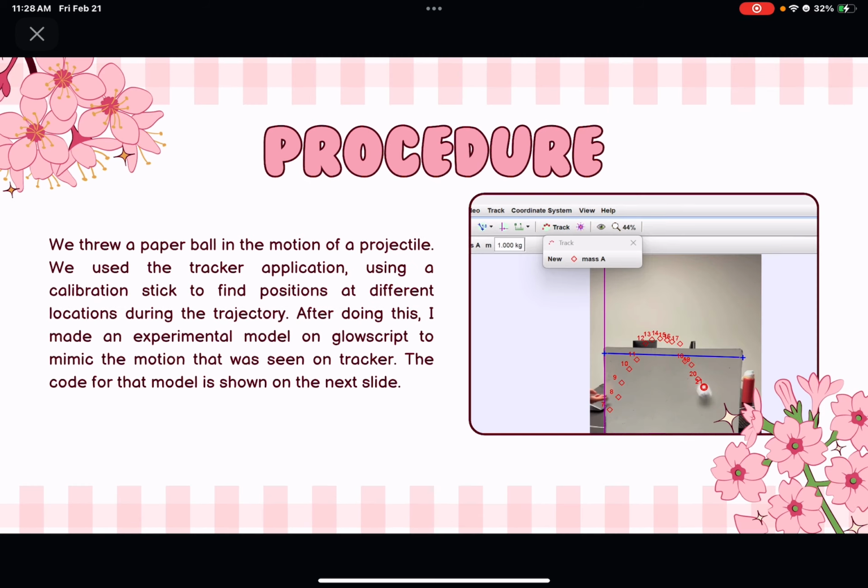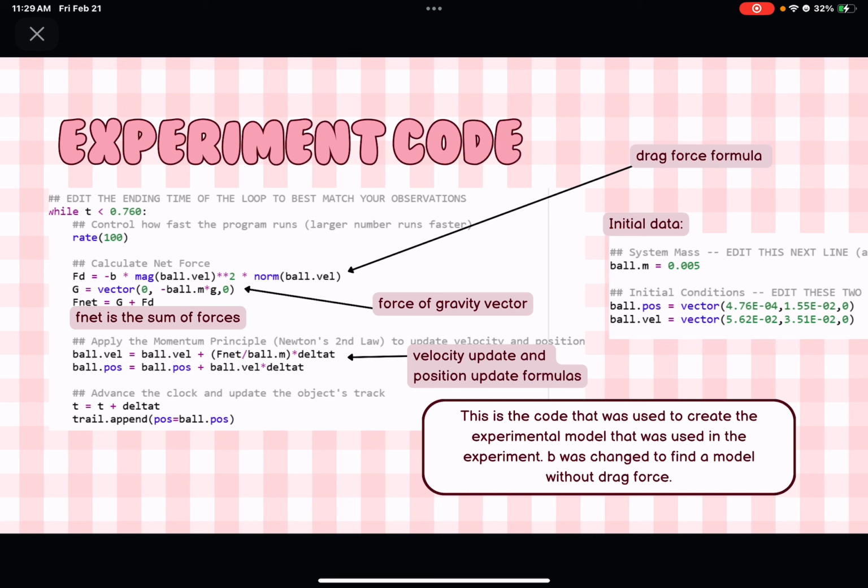Here's the experiment. The procedure for this experiment was as follows. We threw a paper ball in the motion of a projectile. We used the Tracker application, using a calibration stick to find positions at different locations during the trajectory. After doing this, I made an experimental model on GlowScript to mimic the motion that was seen on Tracker. The code for that is shown on the next slide.